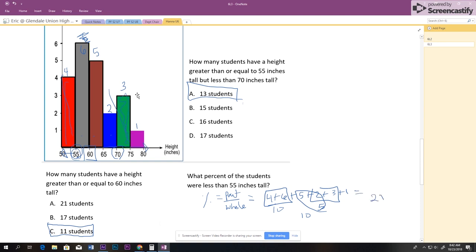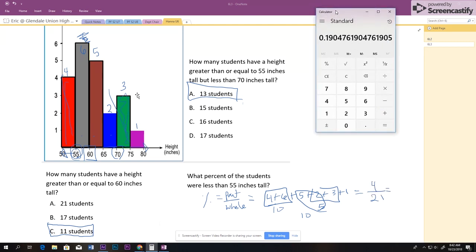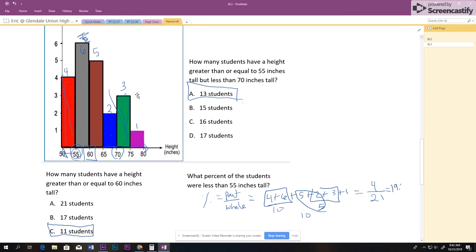So that means our whole is 21, and then our part is the less than 55. So that is 4. So 4 over 21, pull up my calculator real quick. 4 divided by 21 is 19.047%. So we will go 19.05% or just 19%.